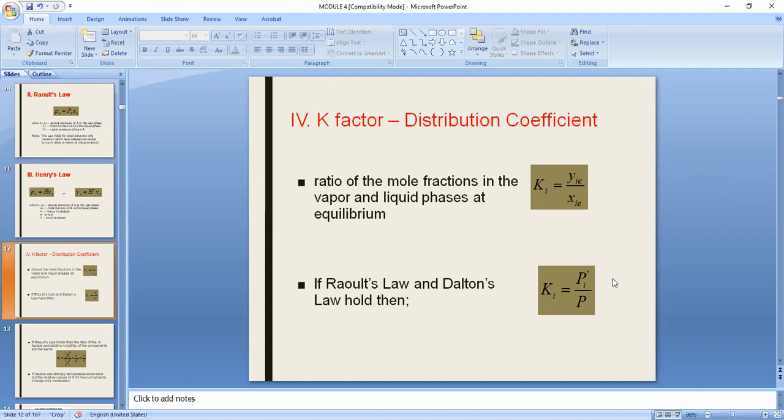Now, if your system is ideal, you have another equation that you could use for the distribution coefficient. And that would be the ratio of the pure, so I'm using here the prime, the pure vapor pressure of component I divided by the total pressure of the system. In this case, you are determining the K factor, or the distribution coefficient, based on component I.